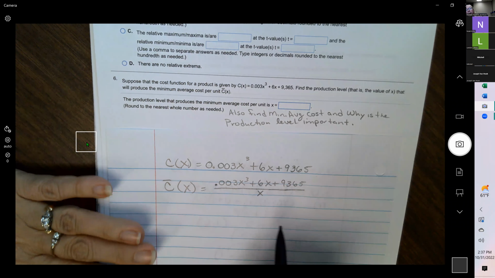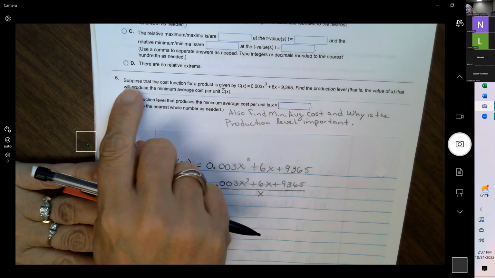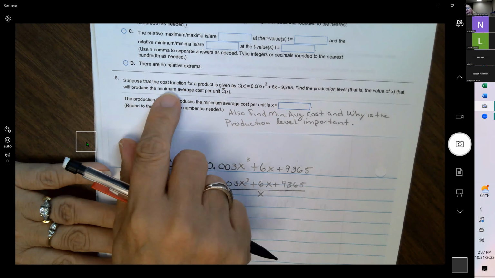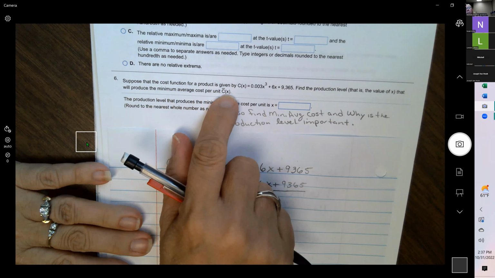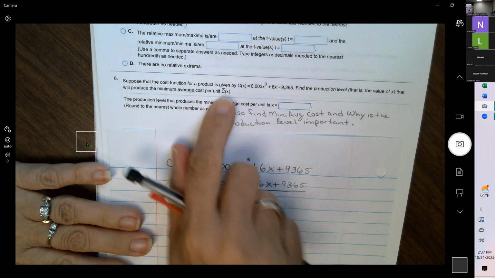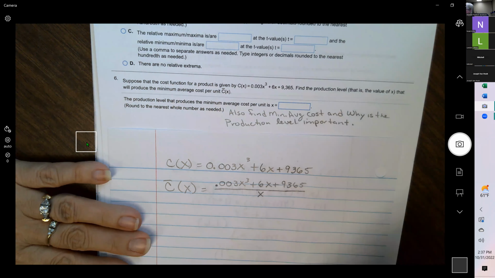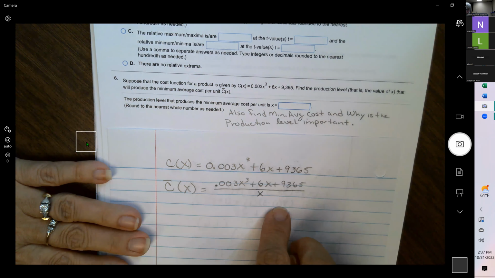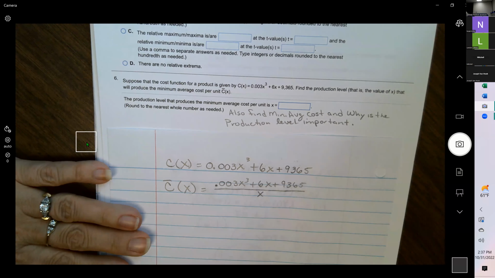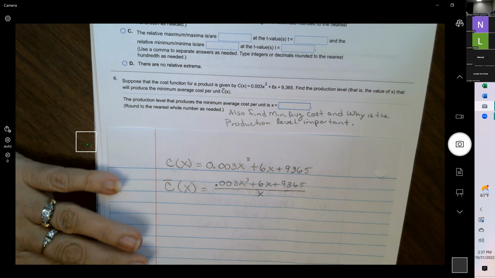We're using the average cost because it says the value that will produce the minimum average cost. And they even put that in the problem. So to find the production level, you need to take your average cost and find its critical numbers. So we take the derivative and set it equal to 0.